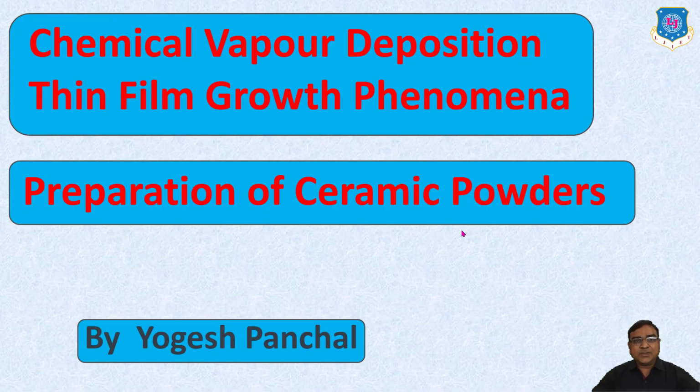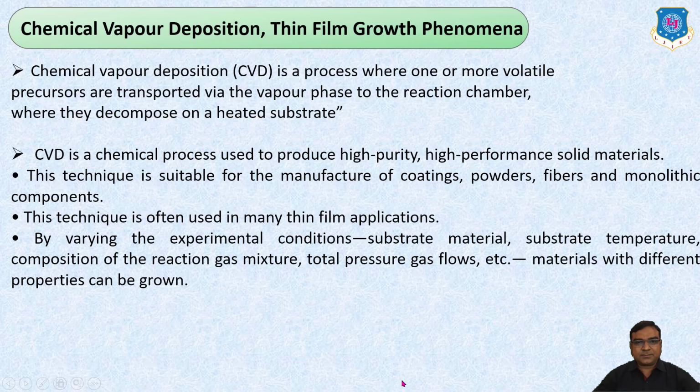Hello. In this video, I am going to discuss chemical vapor deposition, thin film growth phenomena, and preparation of ceramic powders. So, chemical vapor deposition (CVD) is a process where one or more volatile precursors are transported via the vapor phase to the reaction chamber where they decompose on a heated substrate.